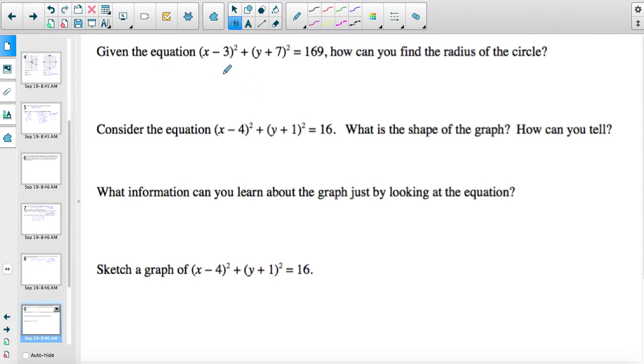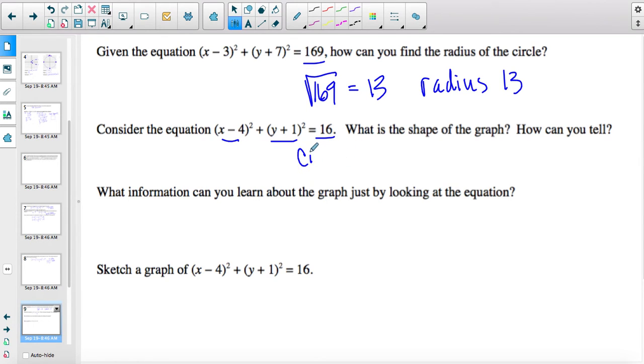So real quick, let's take a look at this. How can we find the radius of the circle? Well, we could take the square root of 169. So I'm going to do that real quick. Second, square root 169. I think it's 13, but I'm going to check it, and I'm right. So our radius would be 13. What is the shape of the graph? Well, we know that pattern now, that it's a circle. And then what information can you learn about the graph? We can tell the center, and we can tell the radius.